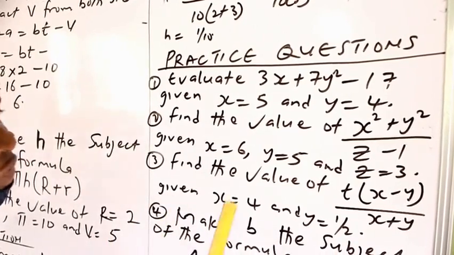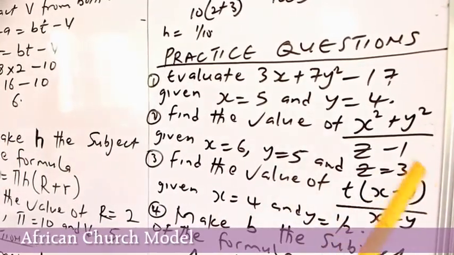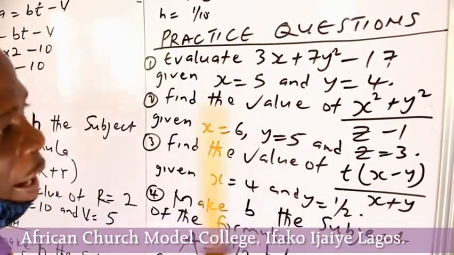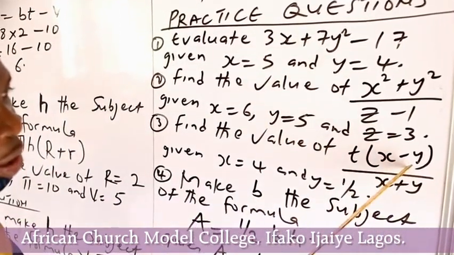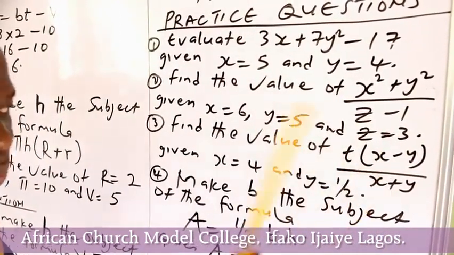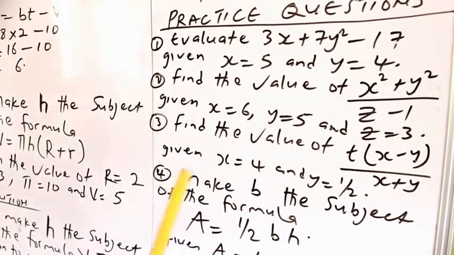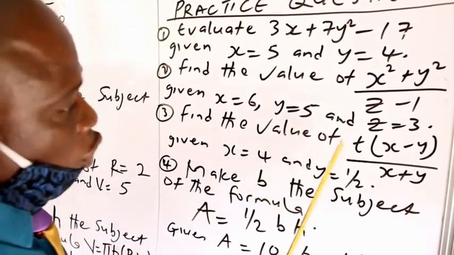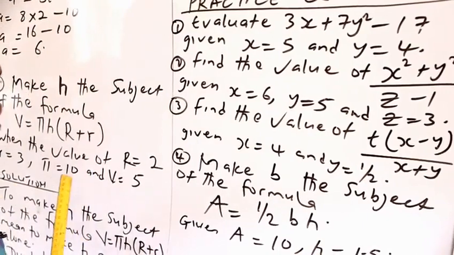Number 3: Find the value of t, open bracket, s minus y over s plus y. The upper one, the numerator, is minus, where the denominator is plus. Consider that one. Given s is equal to 4 and y is equal to 1 over 2.